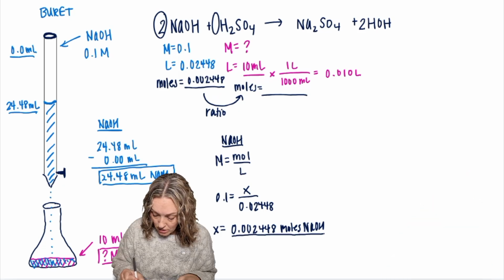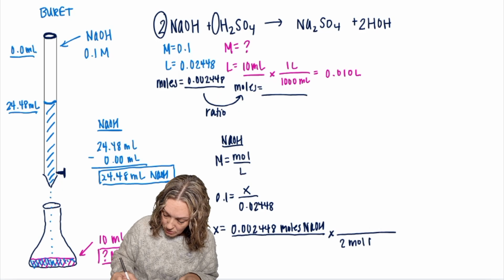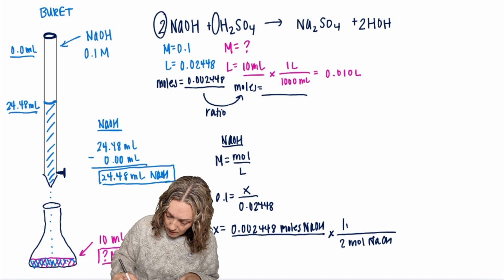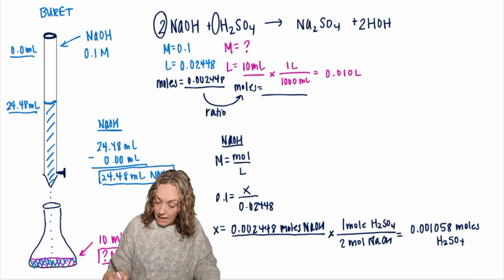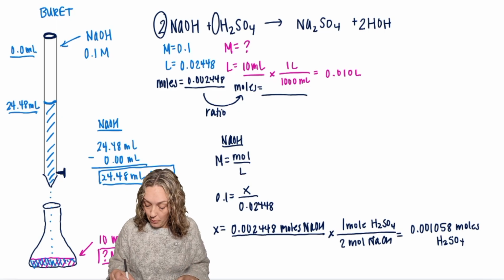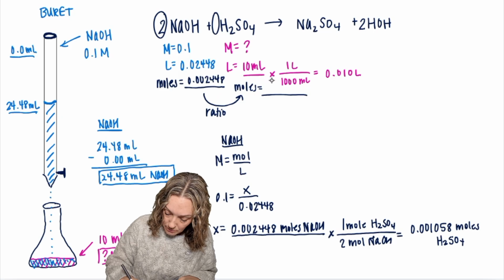I'm going to set up a dimensional analysis problem, and I know according to the equation that for every 2 moles of NaOH, I need 1 mole of H2SO4. Now I know that I have 0.001058 moles of H2SO4. I now know this number here.